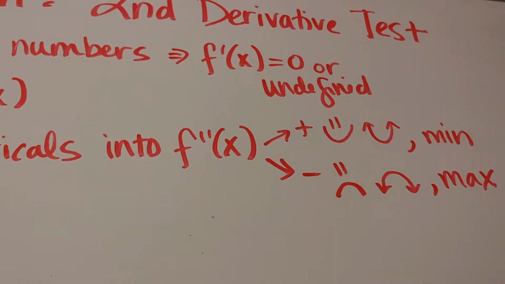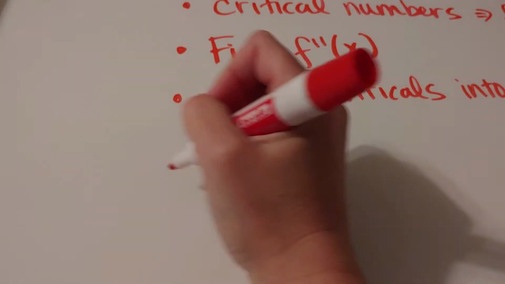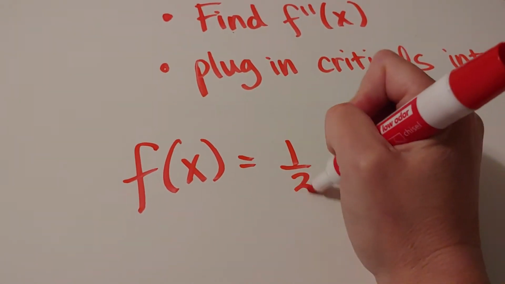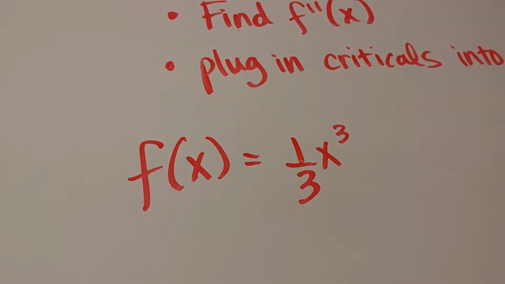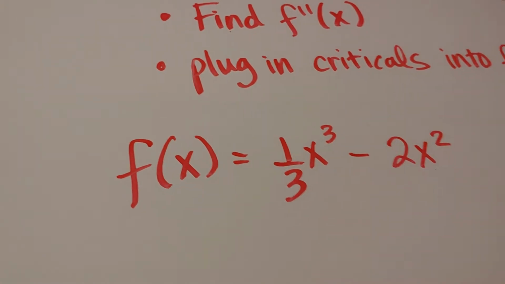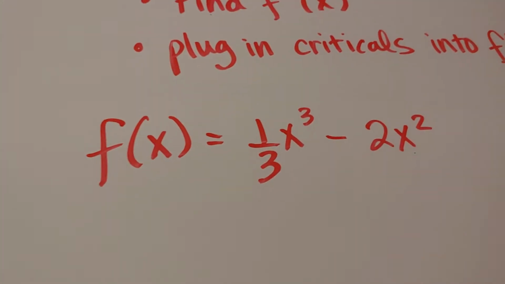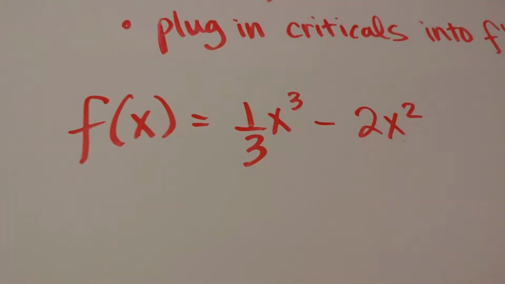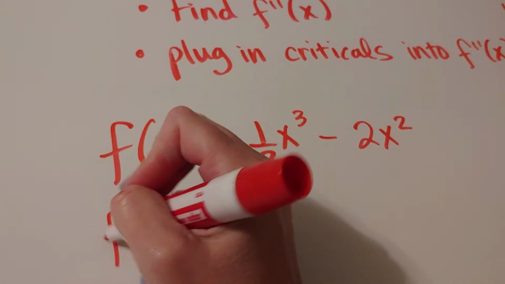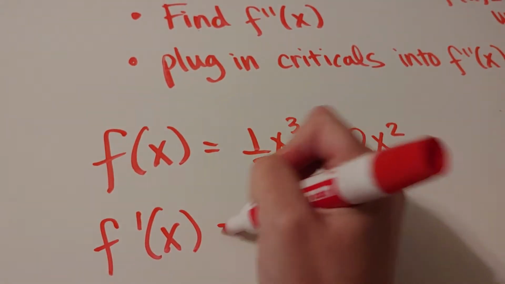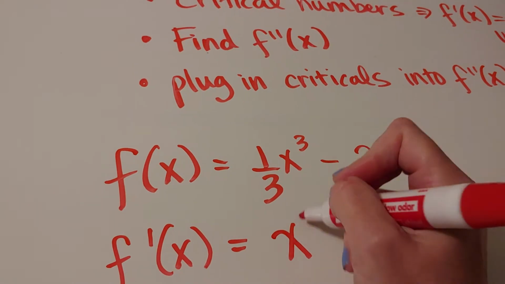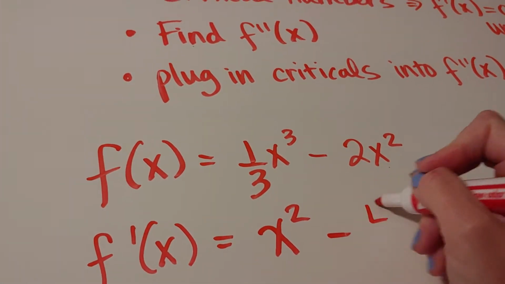Okay, so let's test this idea out. I'm going to make up a cubic because I can. And although it looks weird when books write 1/3, they just do it because it makes the problems nicer, actually. So if I asked find all the extrema of this function, I want to know if I have a max or a min and where they're at. Then what I would do is find the first derivative. That 3 is going to come down. 3 times a third is 1x squared. And then I'm going to have minus 4x.